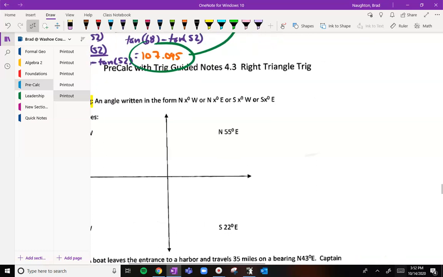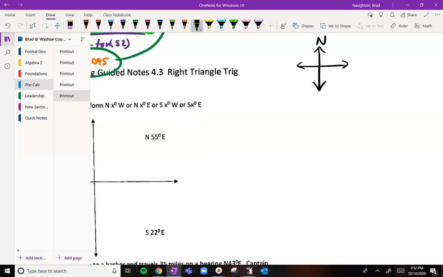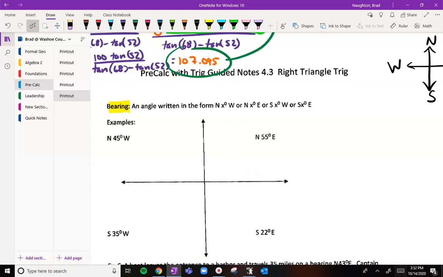First thing I do want to mention here is that when you make your bearings, remember north, south, east, west. Make sure that that is prominent there. If you're not sure, always go with that. So, a bearing is an angle written in the form of north of west or north of east, and then south of west, south of east.